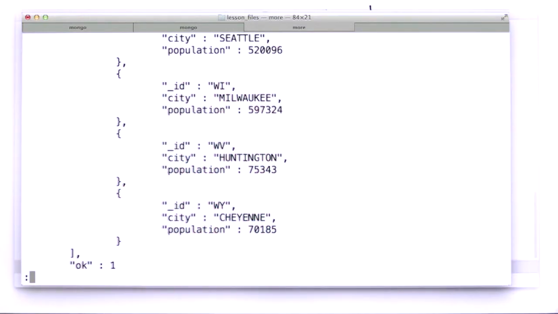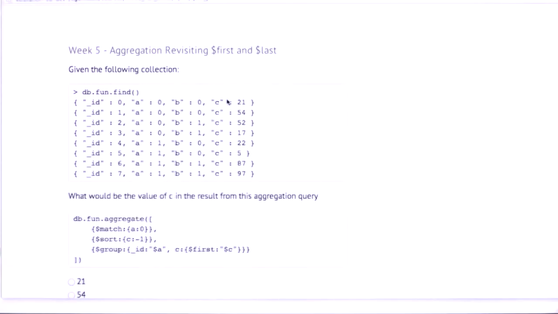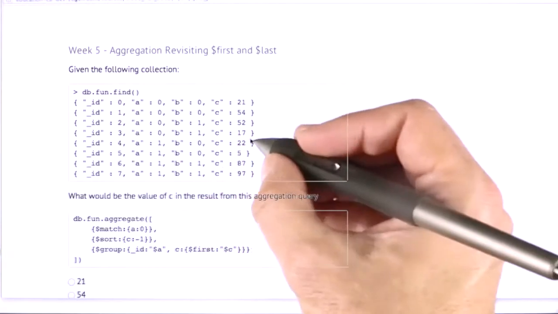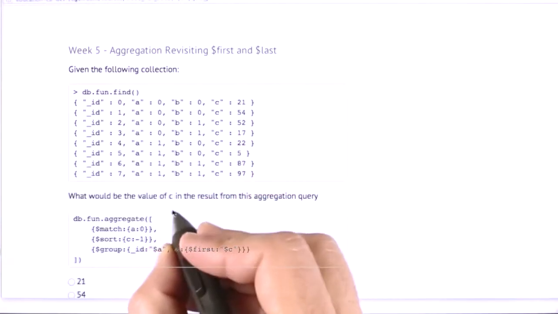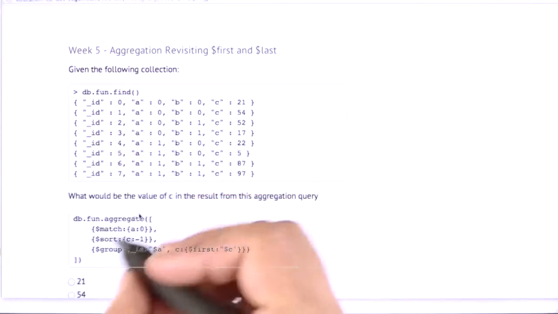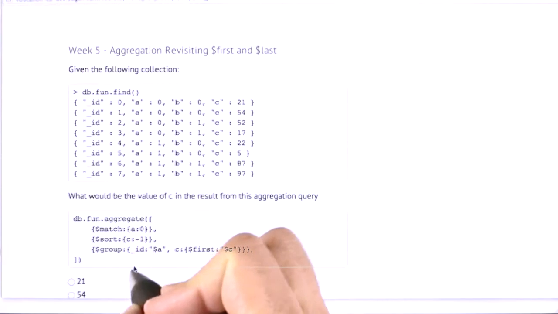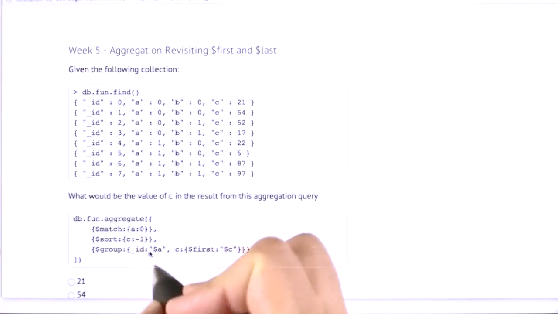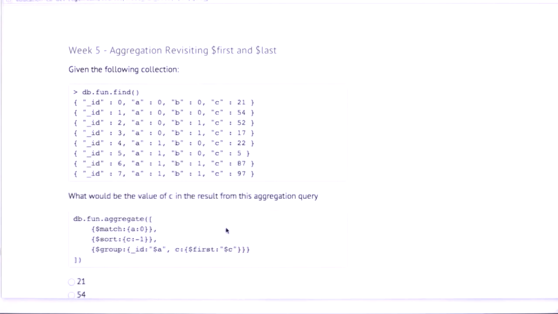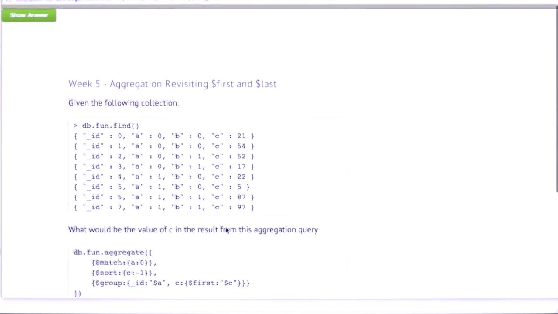All right, so let's do a quiz. Given the following collection, and this is a collection we used in an earlier problem, it's a little collection, what would be the value of C in the result from this aggregation query? You can see what we're doing here: we're matching on A being 0, we're sorting by C descending, and then we're doing a group where we look at the first value of C. You have to figure that out. What's the value of C? And I'll just tell you there's only one value of C. There's only one document in the results set.